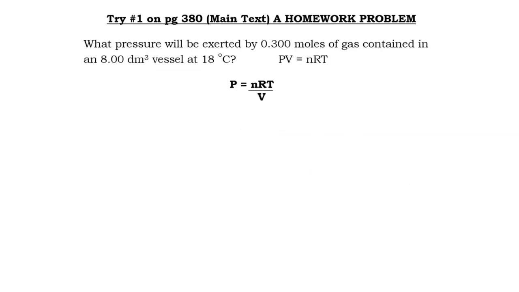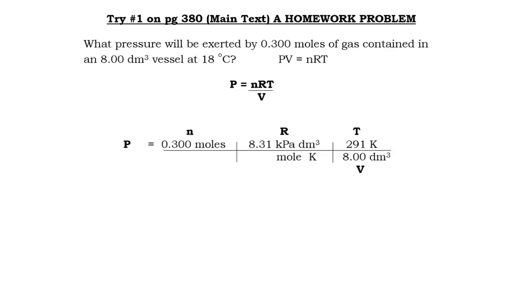So on this one here, here's number 1. And again, this would be a homework problem. It says what pressure, so that's P, will be exerted on 0.300 moles of gas contained in an 8.00 decimeters cubed vessel at 18 degrees Celsius. You can see how everything is given in Celsius, so make sure you convert. So you would add 273 to 18, and it's 291 Kelvin. That's where the 18 goes. 18 plus 273 gives us 291 Kelvin.